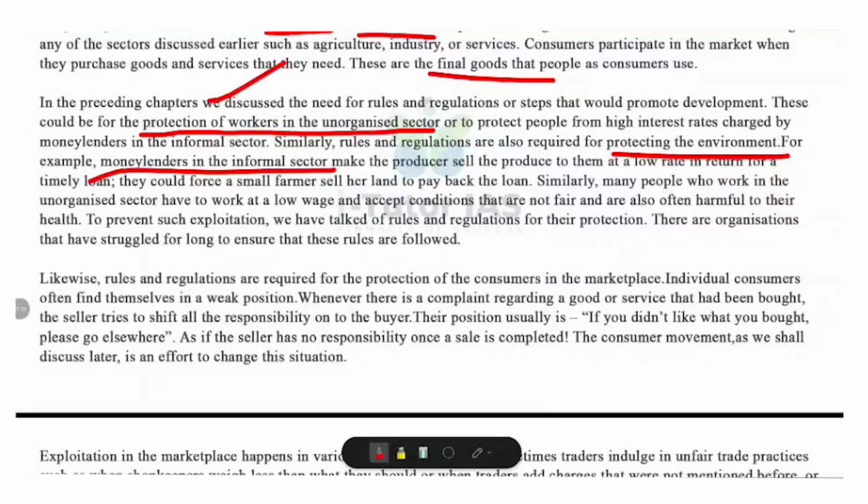Now, for the protection of workers in the unorganized sector. Many workers work for very low wages. They are often forced to accept unsafe or unhealthy conditions. Without rules, employers can easily exploit them.